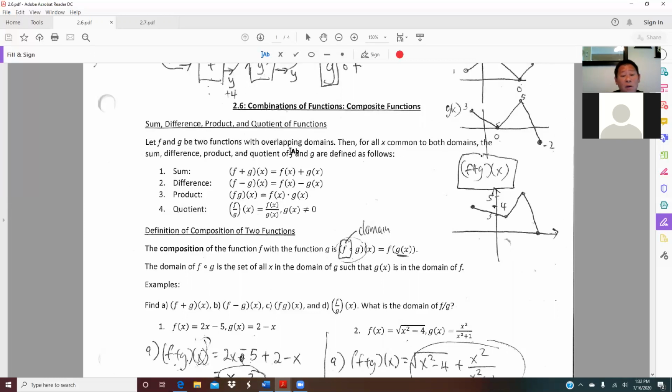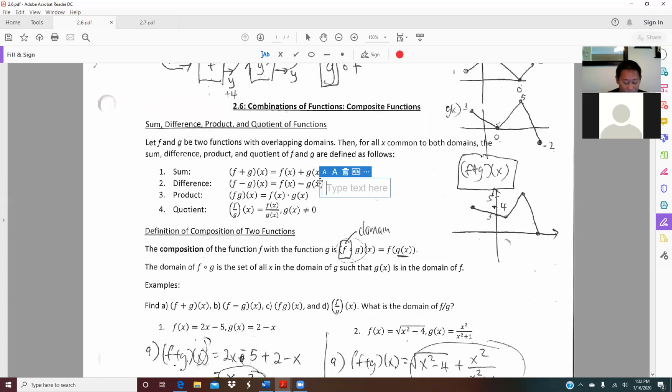Okay, so let's talk about combination functions here. Combination functions is where you take 2 functions and you combine them. We can add them up, we can subtract, we can multiply, and we can divide. So for the sum, you just add 2 functions. When you find the difference, make sure you watch out to distribute the negative to the g of x.